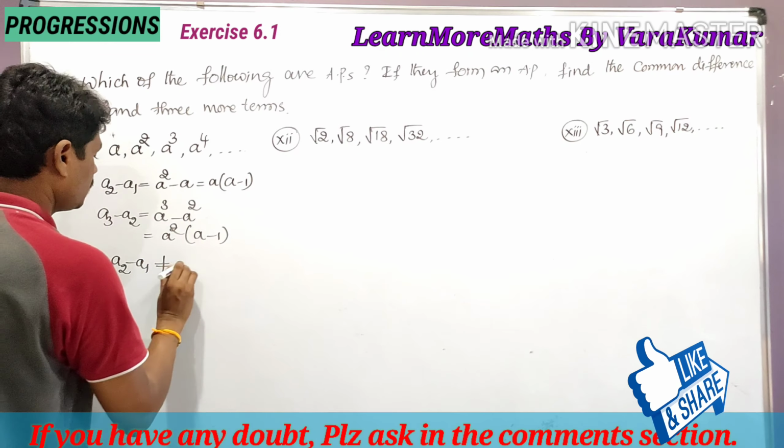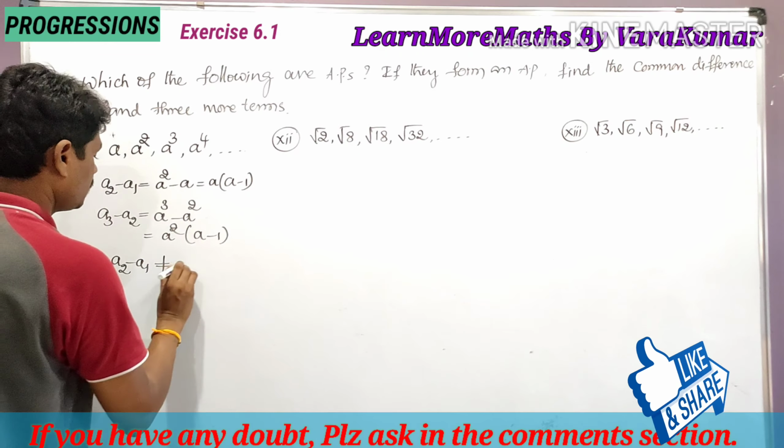So next, he is asking us to find three more terms. The common difference is root 2, student. That is, a5 is equal to a4 plus d. So a4 is how much, student? Root 32, plus d which is root 2. Here root 32 can be written as 4 root 2, plus root 2. 4 root 2 plus root 2 is 5 root 2. If you write 5 inside the root, it becomes 25 into 2, which is root 50.